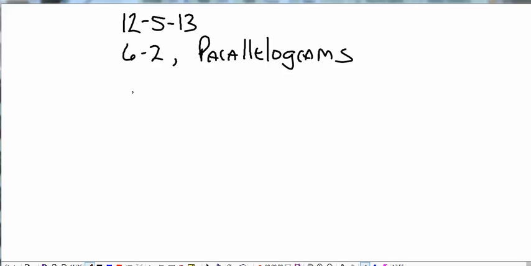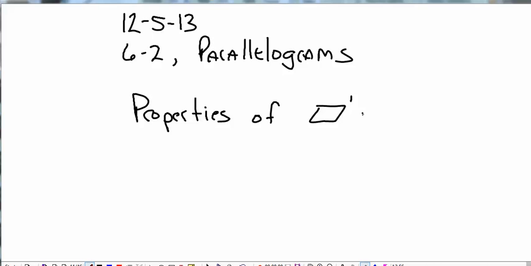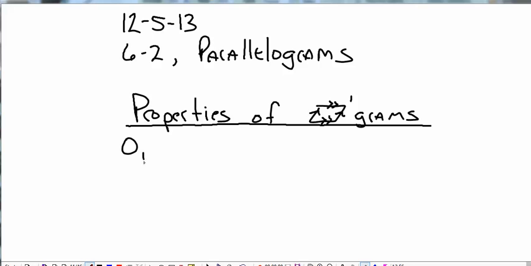All right, yesterday we talked about the properties of parallelograms. So let's review the properties of parallelograms. Somebody give me one property from yesterday. Trevor. Opposite sides are parallel. Very good.